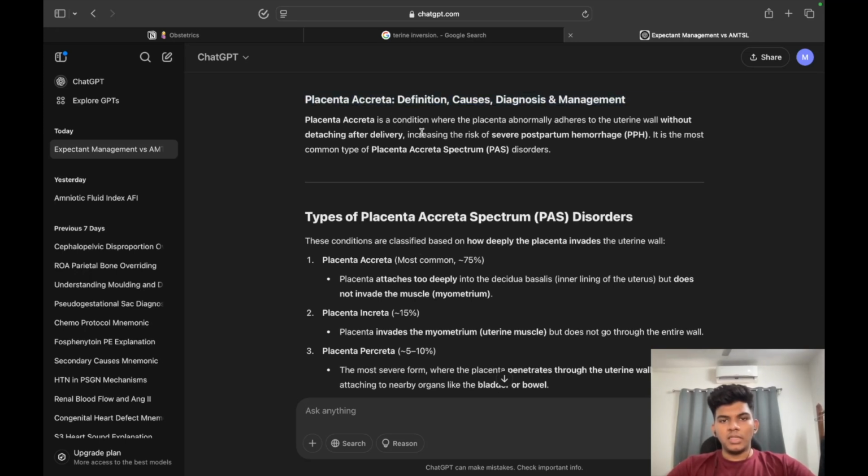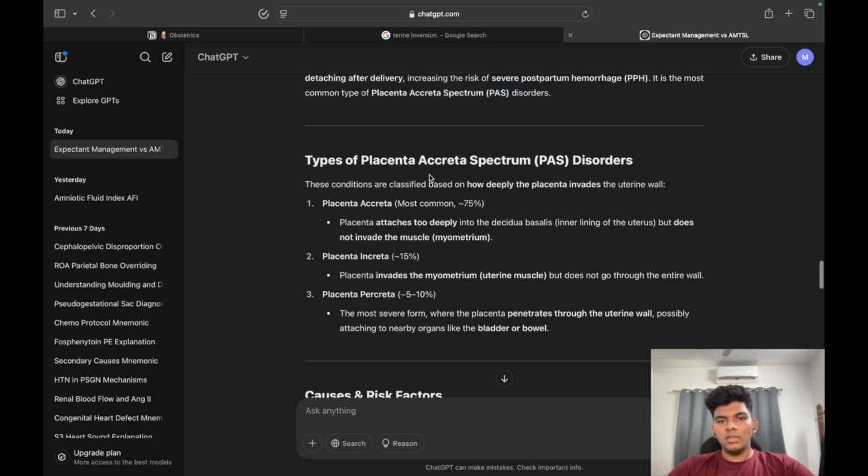Placenta accreta is a condition where the placenta abnormally adheres to the uterine wall without detaching after delivery. Yeah, same thing, you understand, because I understood. Increasing the risk of severe postpartum hemorrhage. It is the most common cause of PAS syndrome.